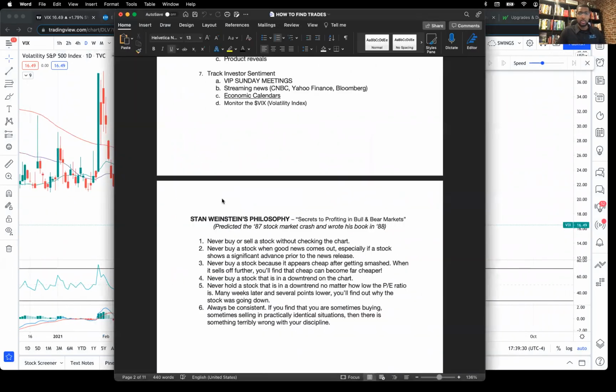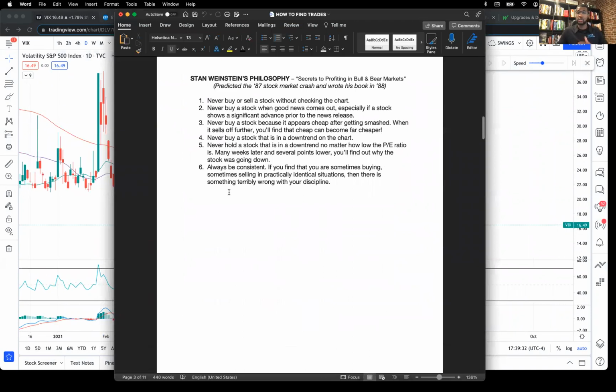All right, so let's get into some philosophy. Stan Weinstein wrote a book back in the 80s, The Secret to Profiting in Bull and Bear Markets. That book is like a Bible for technical traders. A lot of technical traders don't even use it, but I use it and I like it. And I'm going to break down a lot of the concepts in that book here in this class.